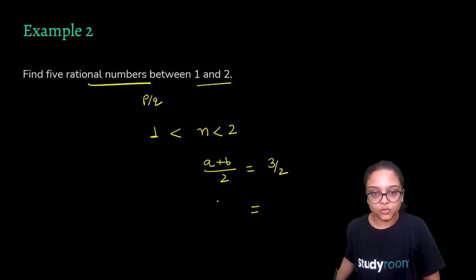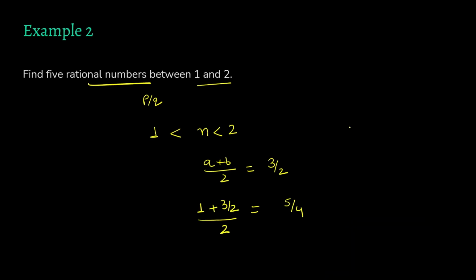So the first number we got is 3 by 2. Now again, suppose A is 1 this time and B would be 3 by 2, since it's a number in between. So divide by 2. It would be 5 by 4. So that's the next number. Now you keep on doing the same thing.